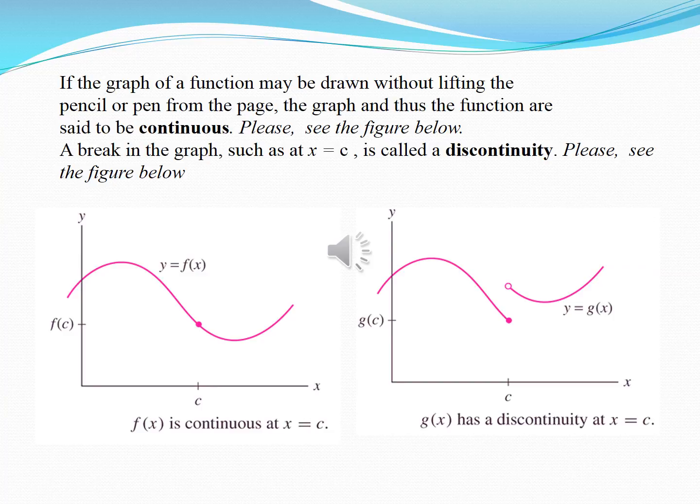So on the left we see a continuous function. So f(x) is continuous at x equal to c. That means the limit of the function at point c is equal to the function value. A break in the graph, such as at x equal to c, is called a discontinuity. So if you see the picture below, you'll find that the limit of the function does not exist because we have a jump discontinuity.